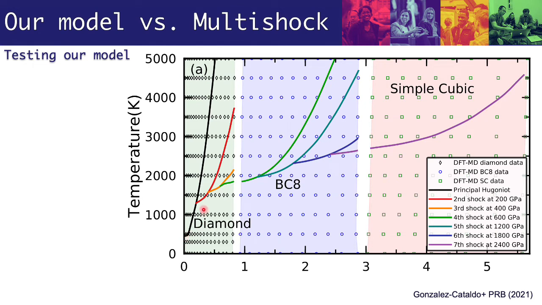Then we use one point along the principal Hugoniot as initial conditions, and we solve the Rankine-Hugoniot equations again, generating a secondary Hugoniot curve. In the same way, we obtain a third, fourth, fifth Hugoniot, and so on, generating a multi-shock.